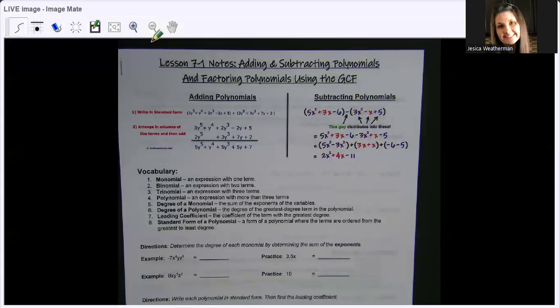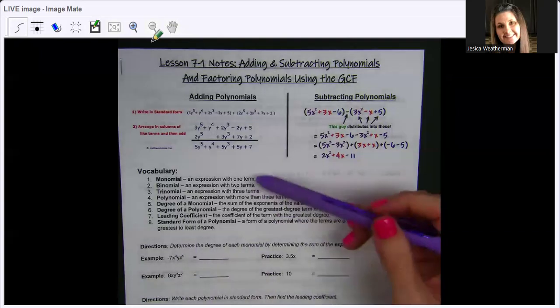Lesson 7-1 is adding and subtracting polynomials and factoring out a GCF. Factoring out a GCF is like when you simplify fractions, you're reducing them basically. This lesson is assuming that you've taken 8th grade math, okay, and that this is a review, which means that there's a lot of content in here. So let's see if I can try to help you to understand this clearly.